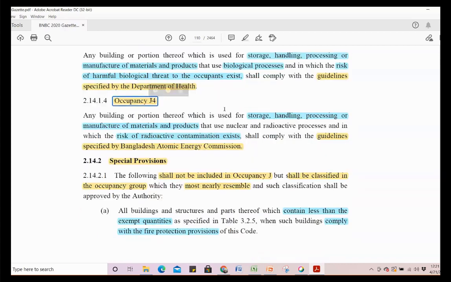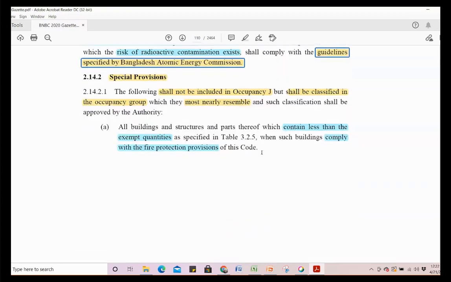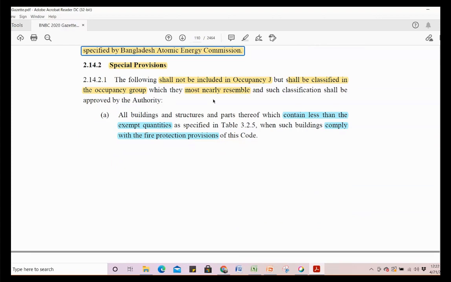Occupancy J4. Occupancy J3 was biological hazard, by the way. So occupancy J4 is radiation hazard. So as usual, the storage, handling, processing, manufacturing of materials and products that bear the risk of radioactive contamination must comply with another authority's guidelines, that is Bangladesh Atomic Energy Commission. The guidelines of Bangladesh Atomic Energy Commission will be complied with for occupancy J4. So, special provisions.